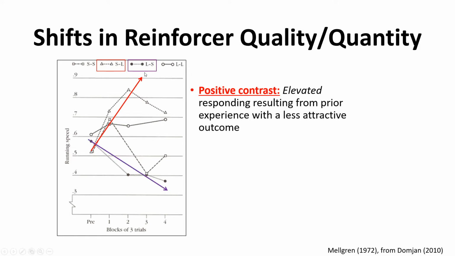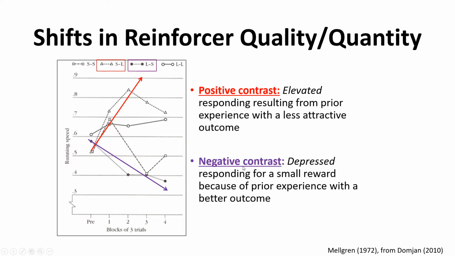And then if we look at the opposite with our large start and then small finish group, we see the opposite direction, where they started at almost the exact same point, but we see a drop off in their behavior here because they were used to getting 10 pieces and now they're only getting 1. So that's a negative contrast where we see a depressed or decreased responding because the small reward looks bad based on their being used to a much larger reward.